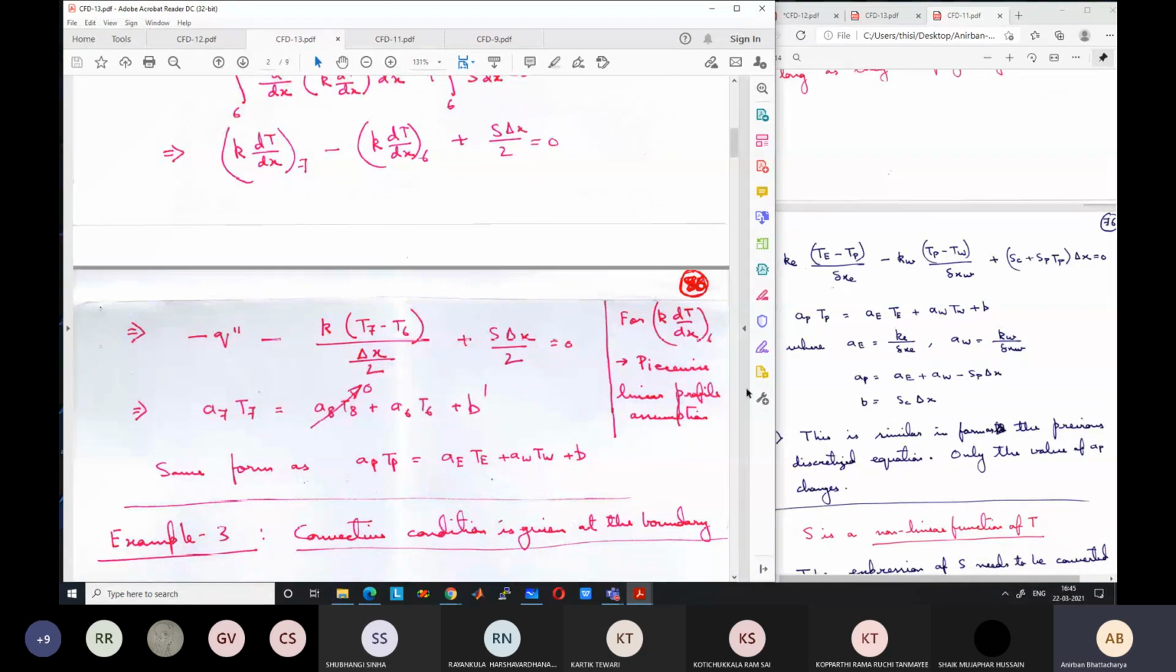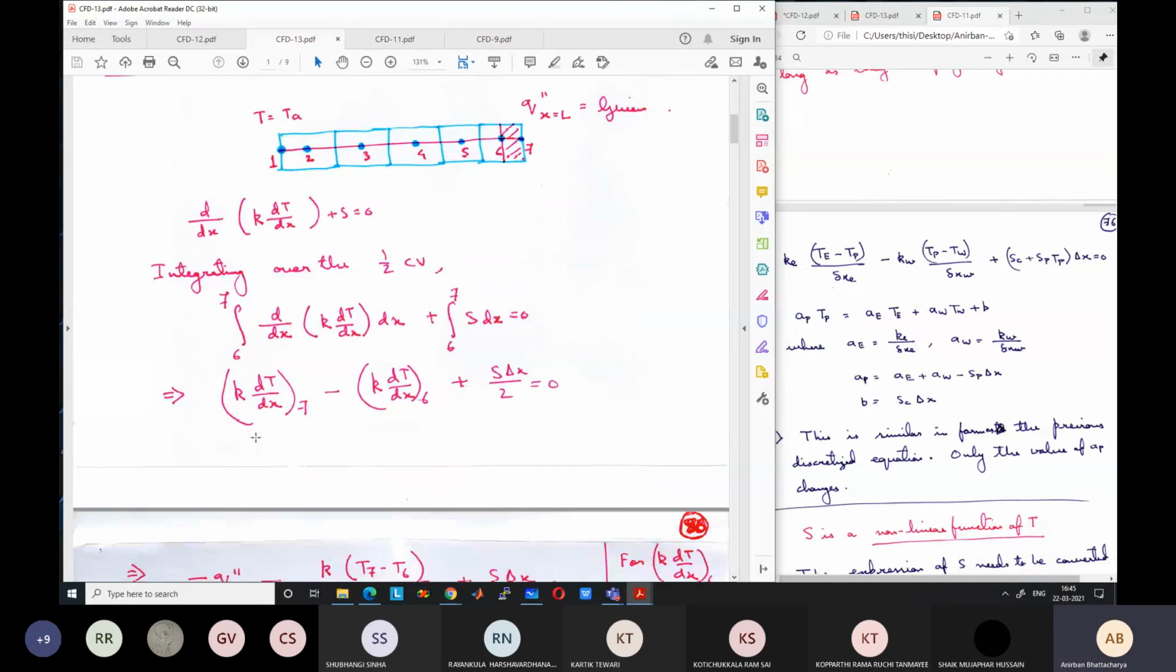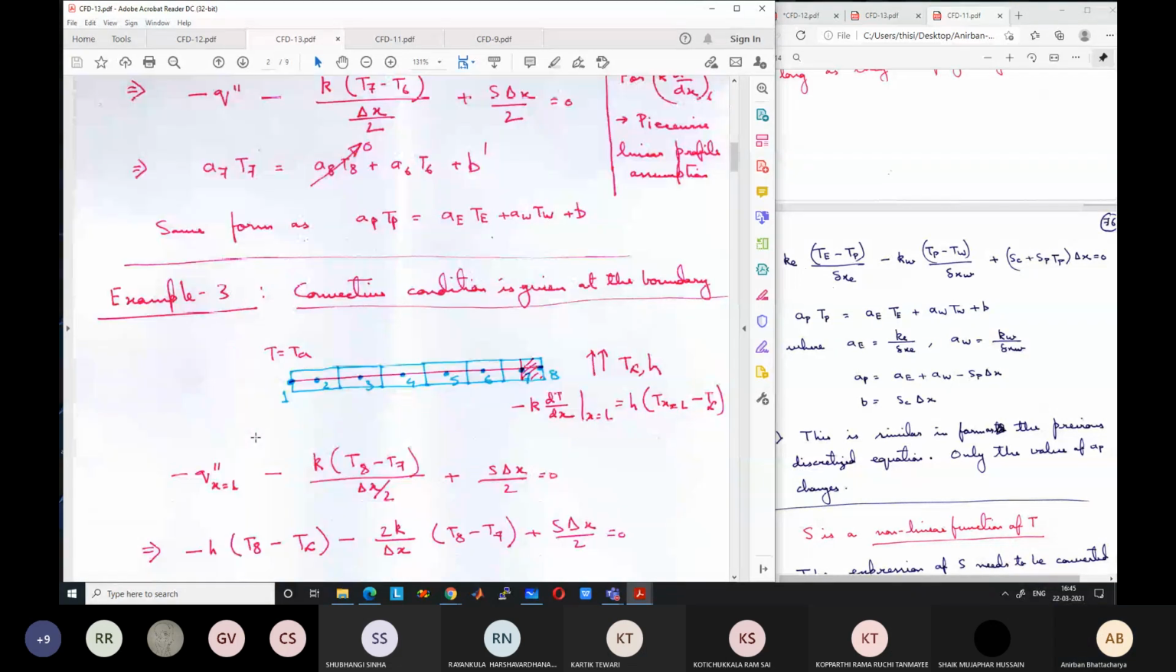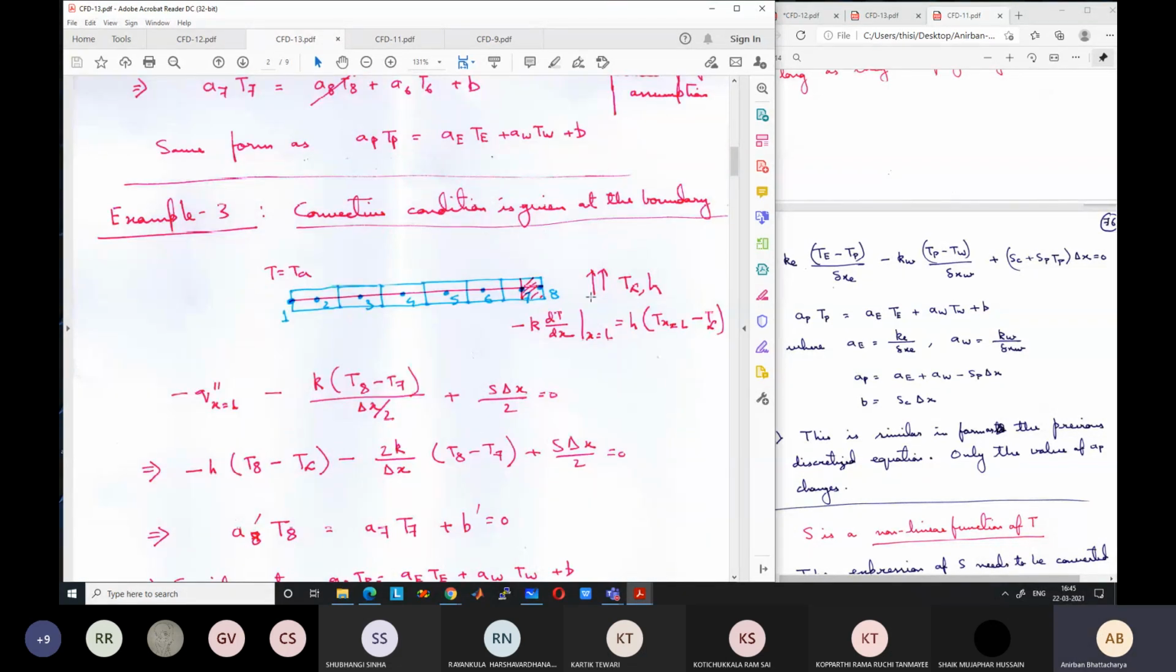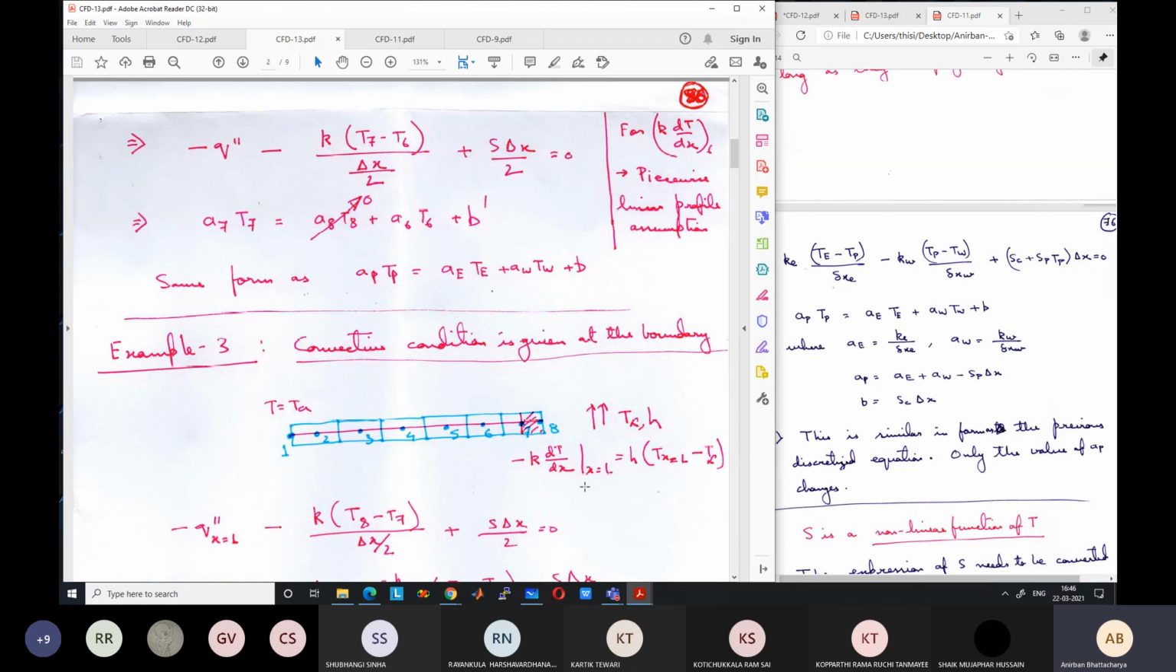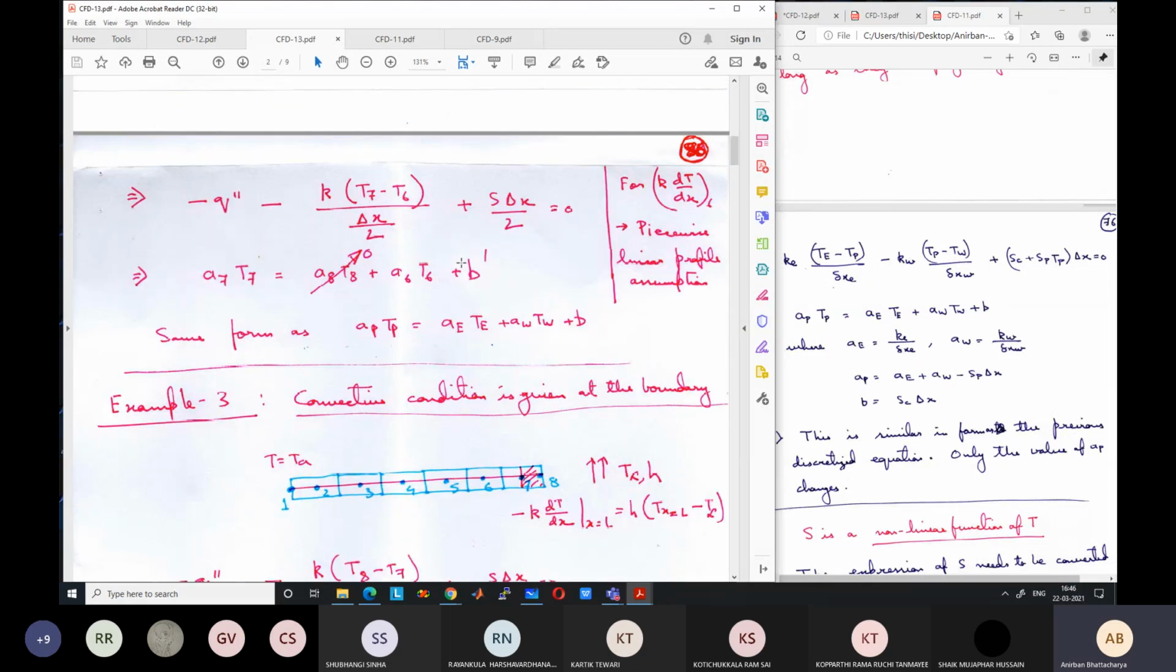The third type of boundary condition can be that a convection type of condition is given at the boundary. Instead of giving the heat flux, it is given in terms of some outside temperature value, like a convection or radiation type of value. So minus K dT/dx at x equal to L is equal to H into (T at L minus T infinity). What is the difference numerically between this example 3 and example 2? Numerically, is it different? When we are discretizing, what change is occurring in example 3 which was not there in example 2?